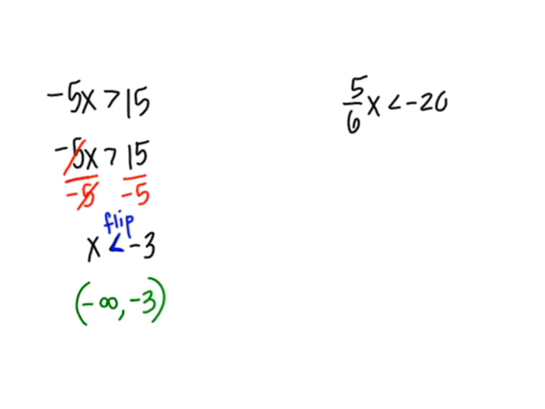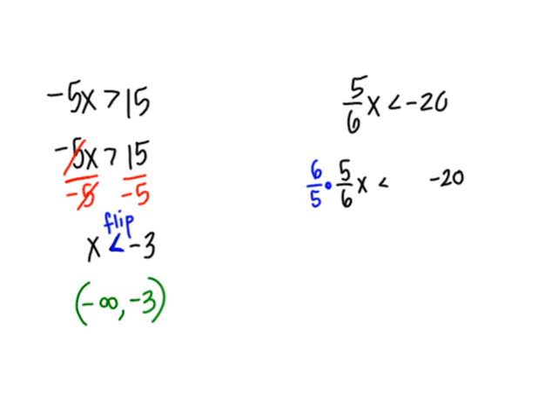Our next problem is 5/6x is less than negative 20. I'm trying to get the x by itself. So to get the x by itself, I need to get rid of the 5/6. To get rid of a fraction like this, you multiply by its reciprocal, and the reciprocal means flip it over. If I put a 6 on the top, that would cancel out the 6 on the bottom, and if I put a 5 on the bottom, that would cancel out the 5 on the top.